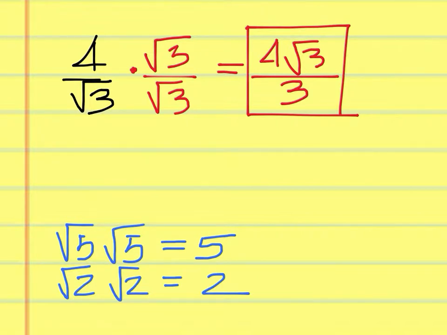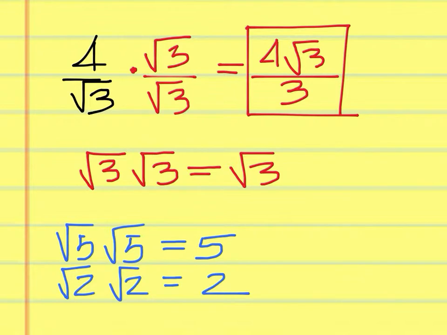The most common mistake is this. Square root of 3 times the square root of 3, square root of 3. That would be wrong. You get rid of the square root sign once you multiply the both of them together, if they're the exact same number.